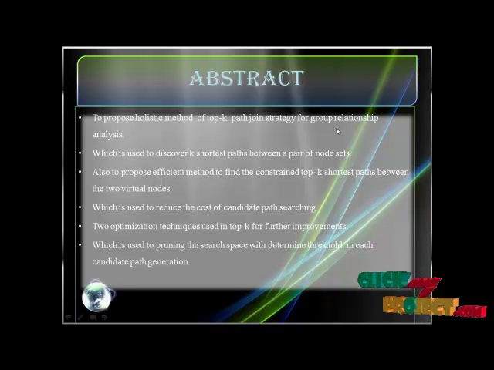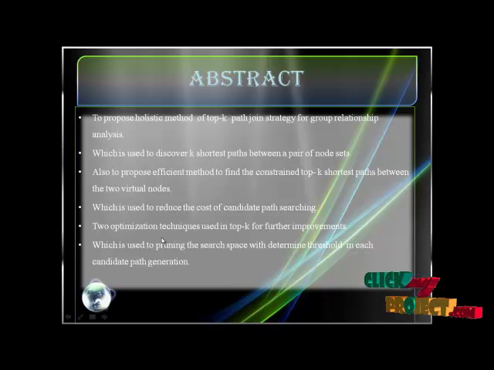Here the Top-k join path discovers the Top-k shortest paths between given node sets. Rather than discovering the Top-k simple path between each node pair, it proposes an efficient method to find the constrained Top-k shortest path between two virtual nodes. Specifically, it transforms the graph by encoding the pre-computed shortest path to the target node, and uses that transformed graph in candidate path searching, which also reduces the cost of candidate path searching.